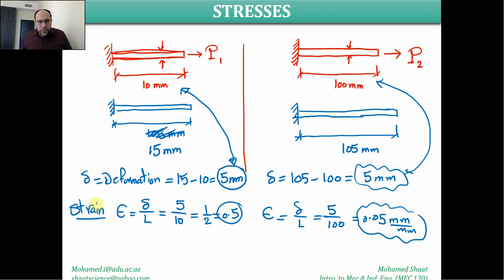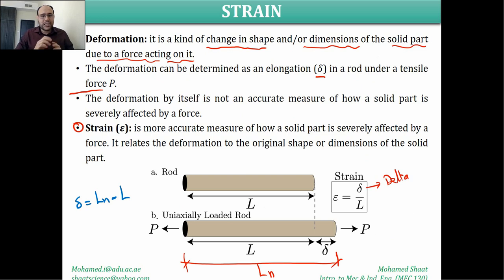How did we know this? From the strain. We got different values of the strain. This strain is bigger than this one. It means that this one is strained more, is stressed more, and is likely to be fractured before this one. So this indicates that the strain is a more accurate measure than the deformation. Why? Because the strain is the deformation in comparison to the original length. We have to refer to the original length so we can know exactly how severely these objects are affected by the force.